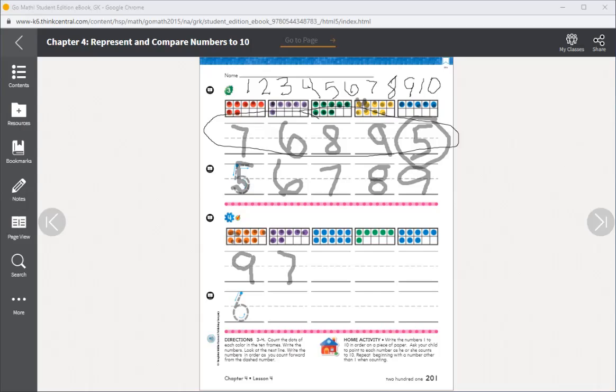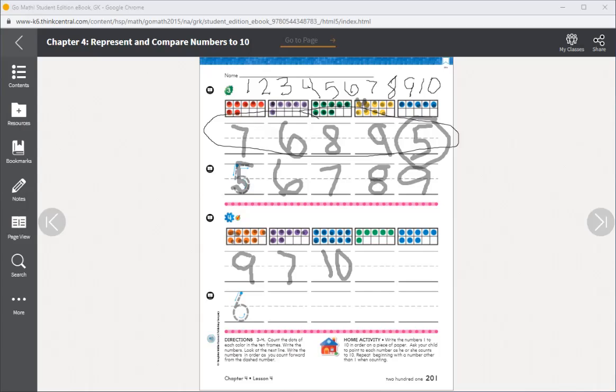Now let's do the blue ones. 1, 2, 3, 4, 5, 6, 7, 8, 9, 10. There's 10 in this 10 frame because it's all full, right? And when we have it all full, there's 10.